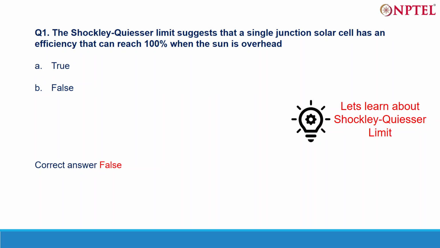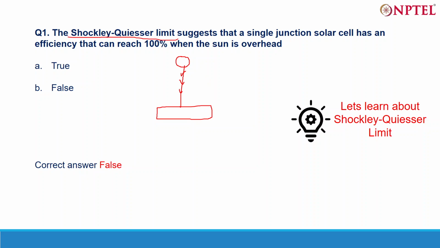It asks: the Shockley-Queisser limit suggests that a single junction solar cell has an efficiency that can reach 100%. So let me take a pen here. Let's assume this is a solar cell, and the sun is overhead. Overhead, as you all know, is just at noon, when the sun rays are perpendicular to the solar cell. It is generally assumed to be at noon, 12 p.m.